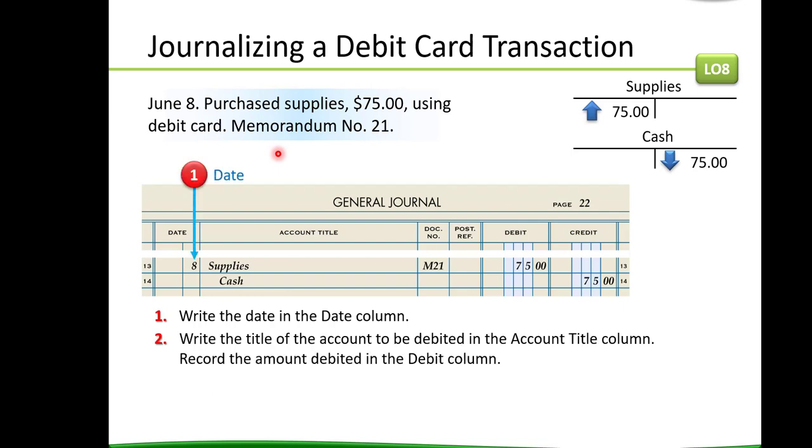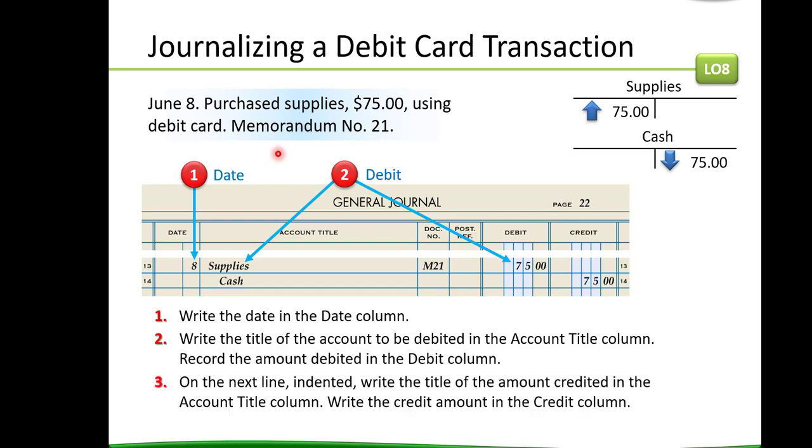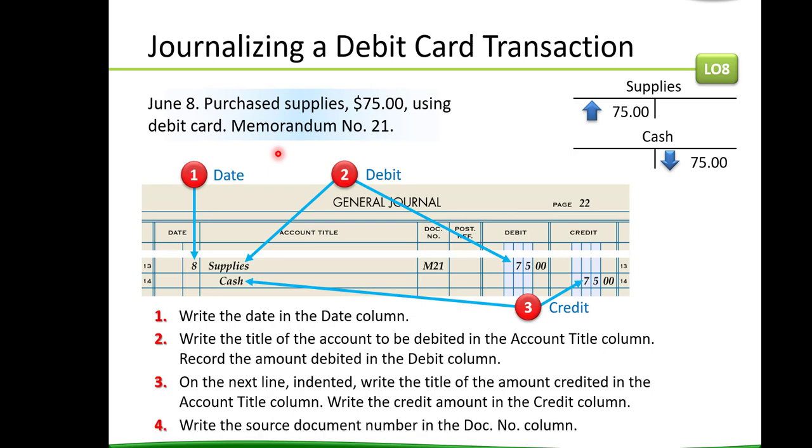We're going to write the date in the date column. Supplies is our debit amount for 75, and on the next line we have our credit account, cash, for 75, and the source document is the memo. Another thing that could be used for evidence on this is going to be a receipt that you held on to from the transaction.